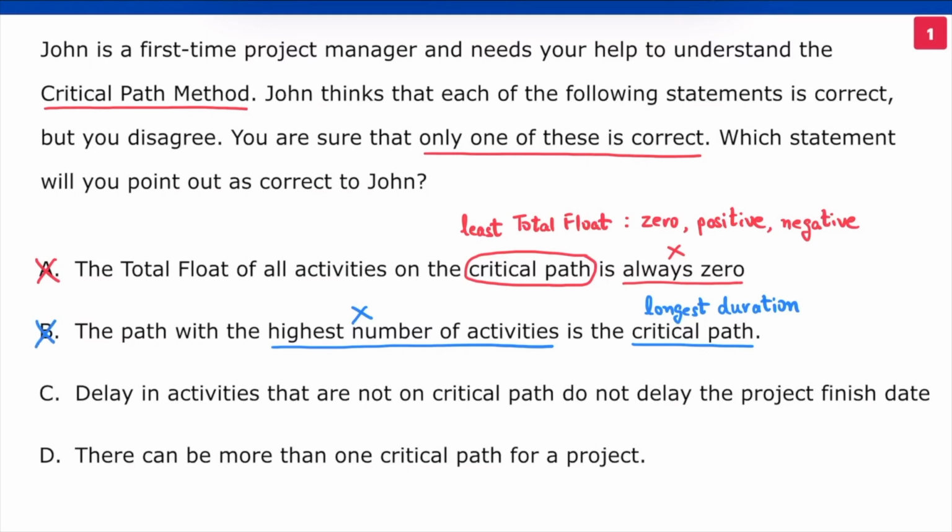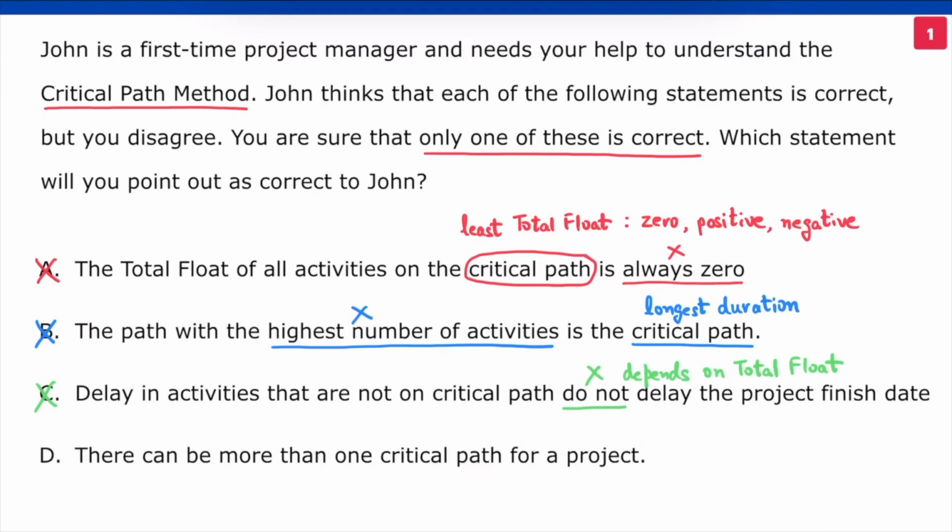Moving to C, can we delay the activities that are not on the critical path without delaying the overall project? Yes, we can, but only to the extent allowed by the available total float. This restriction is not mentioned in this option. So, option C is also incorrect.